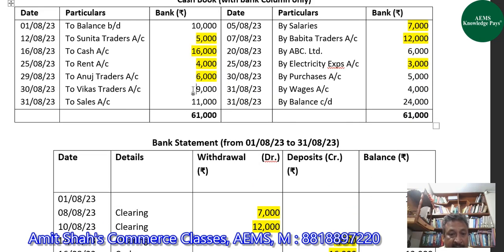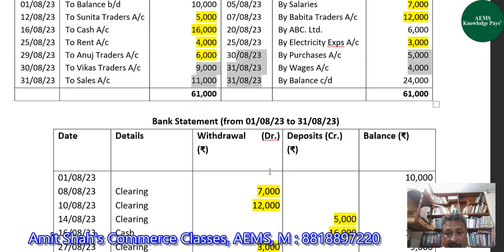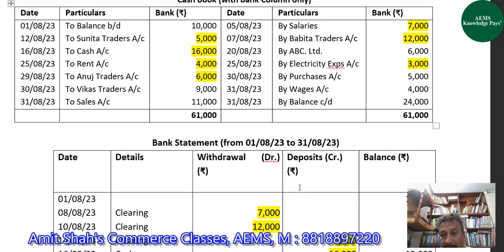And after that, the two transactions which are there in the cash book on the bank column on the debit side of 30th August and 31st August, and the two payments of 30th and 31st August of purchase and wages, they are not here anywhere. So these are the common transactions that we have already ticked. Have you understood this much, guys, or not? Yes, sir.